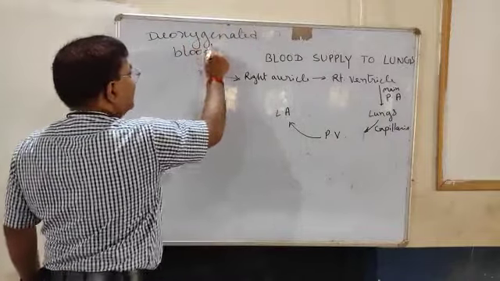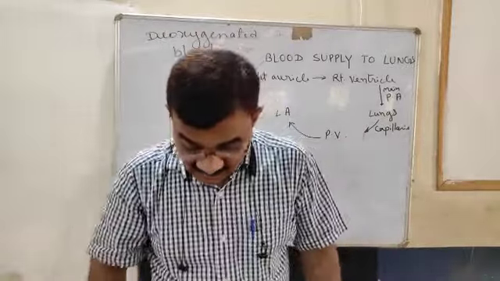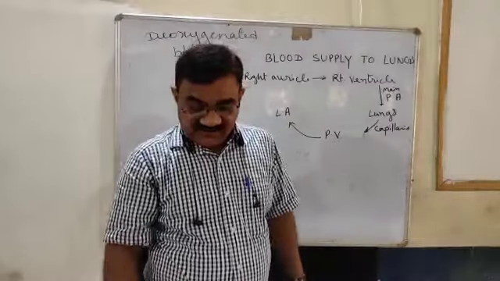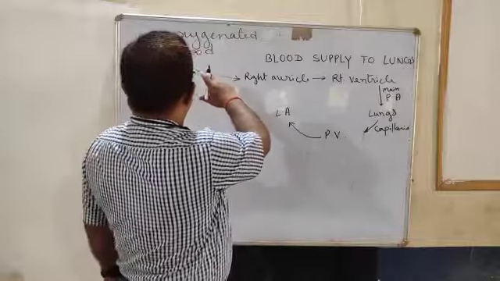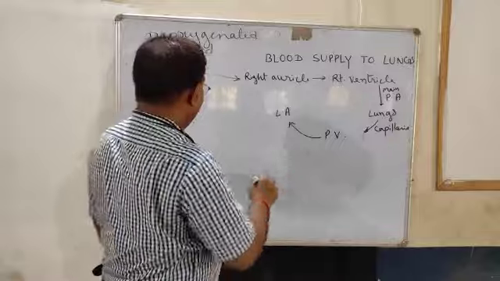And from where will this deoxygenated blood come to the right auricle? The right auricle pumps all the deoxygenated blood received in it from the body. Okay. Deoxygenated blood from the body will come to the right auricle.